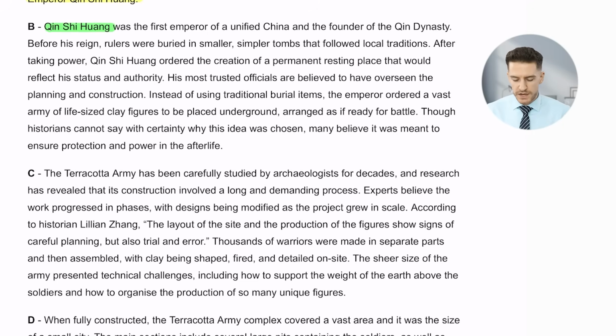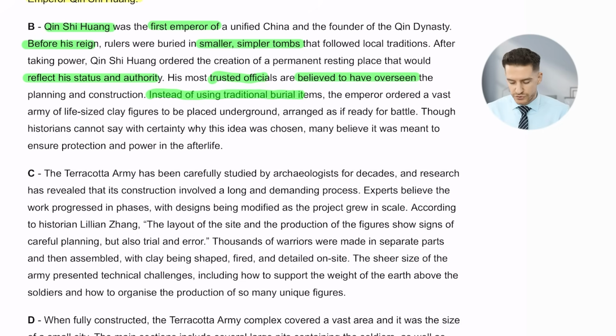So Qin Shi Huang, first emperor. Okay, so maybe it could be more about the emperor this time. Before his reign, the rulers were buried in smaller, simpler tombs. After taking power, Qin Shi Huang ordered the creation that would reflect his status and authority. His most trusted officials are believed to have overseen the planning and construction.